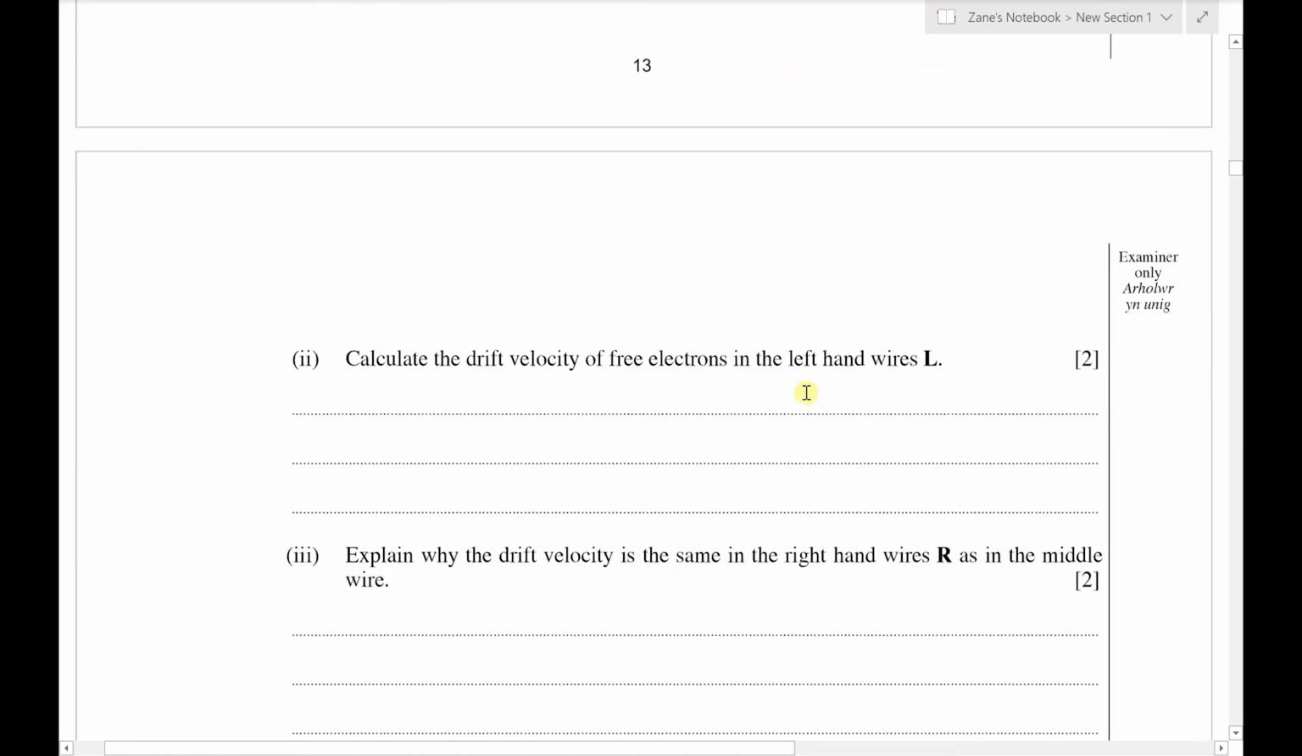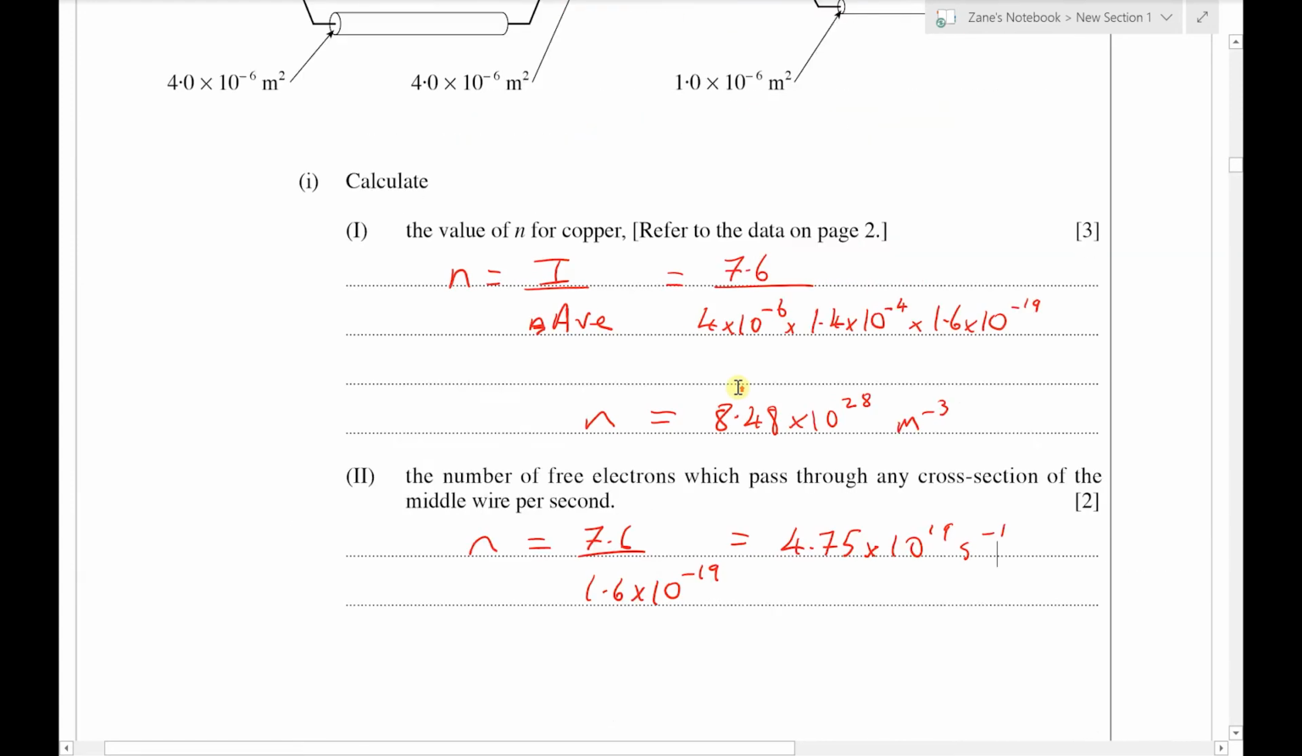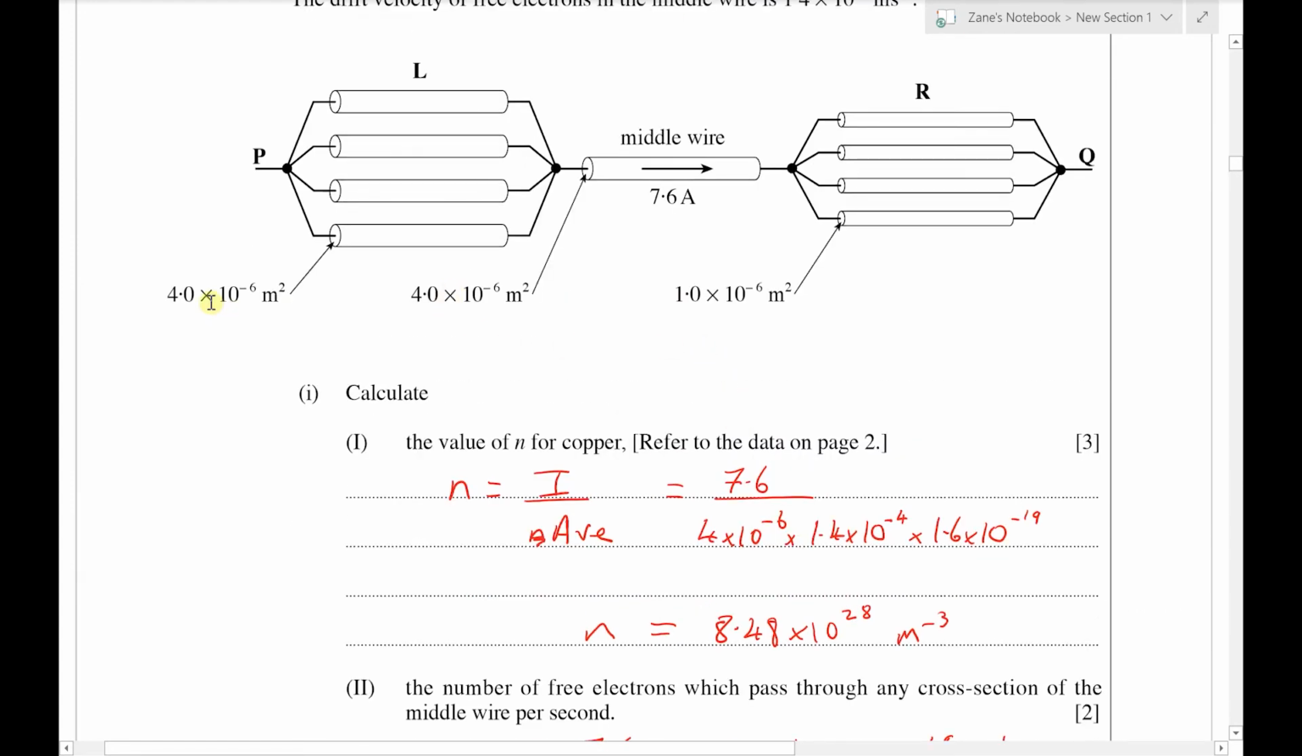Next, we've got to calculate the drift velocity of the free electrons in the left-hand wires. So if we look at the left-hand wires, we have the cross-sectional area, but we don't have the current. But with a little bit of thought, we should realise that if there's a total current of 7.6 amps in the middle wire, and each of the wires in the section marked L are identical, then the current in each wire will be a quarter of the 7.6 amps. The cross-sectional area is exactly the same.